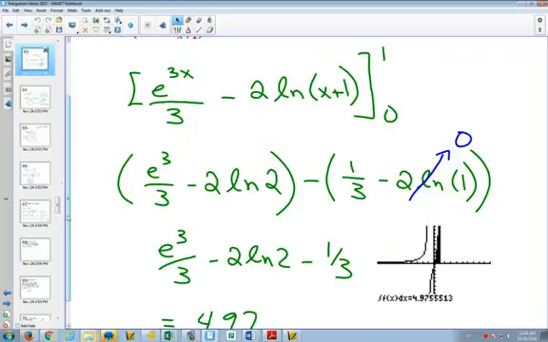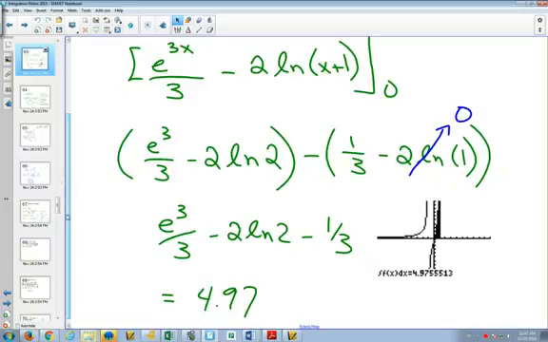The natural log of 1 is 0. So if it was a non-calculator question, you would leave it as e cubed over 3 minus 2 natural log of 2 minus 1/3. If it was a calculator question and you're asked to give a decimal answer, it's 4.97. And there I've got a picture of the graphing calculator of what that graph looks like. And if you did the integration and found the shaded area, what that would look like as well.